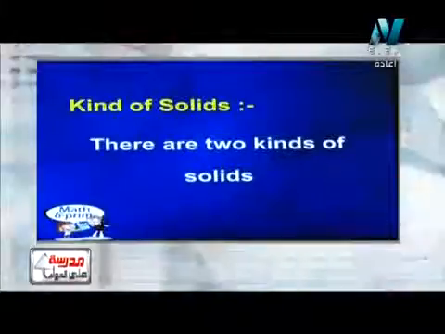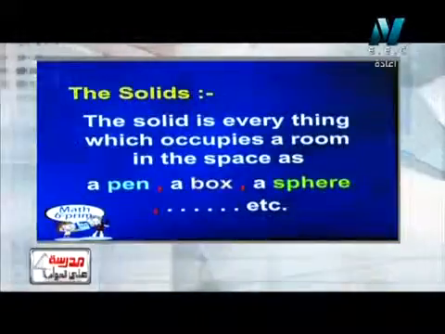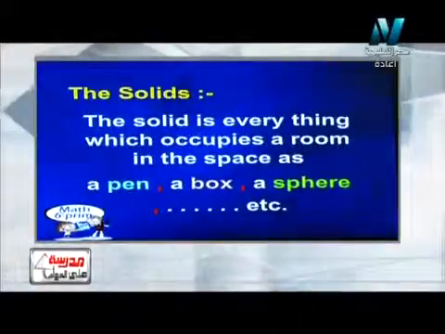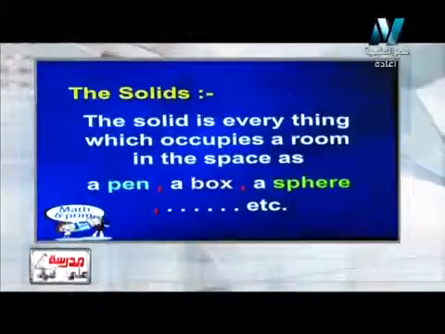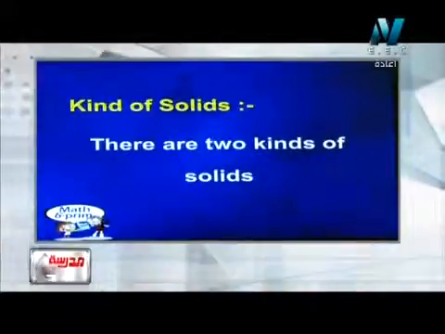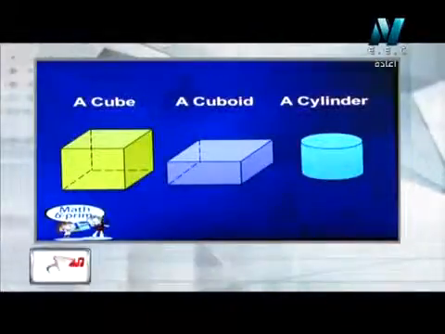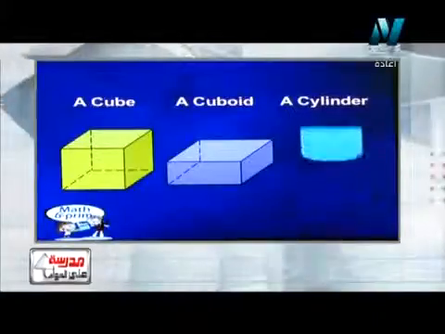Let's start together. As you see, the solid is everything which occupies a room in the space, as a pen, a box, a sphere. As you see on the monitor, kinds of solids. We have two kinds of solids. The first one, geometric solids, as what? As a cube, cuboid, and a cylinder.